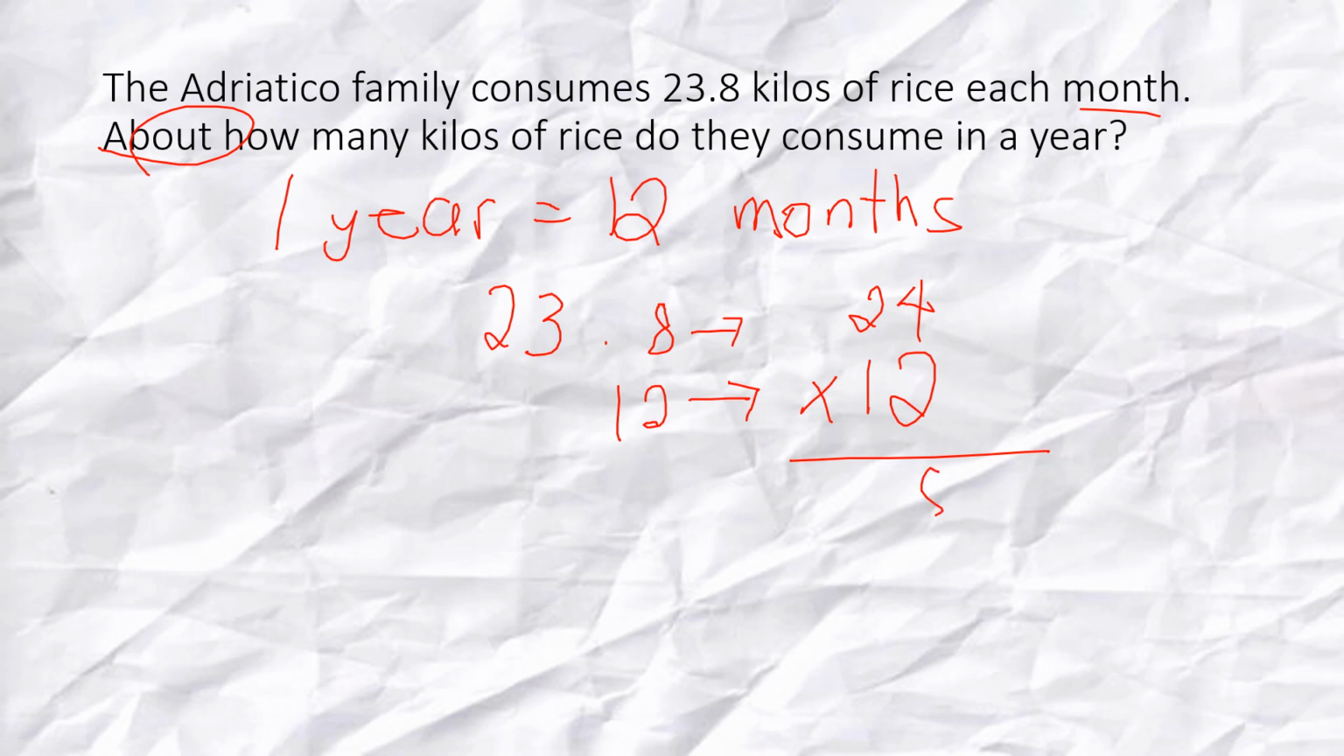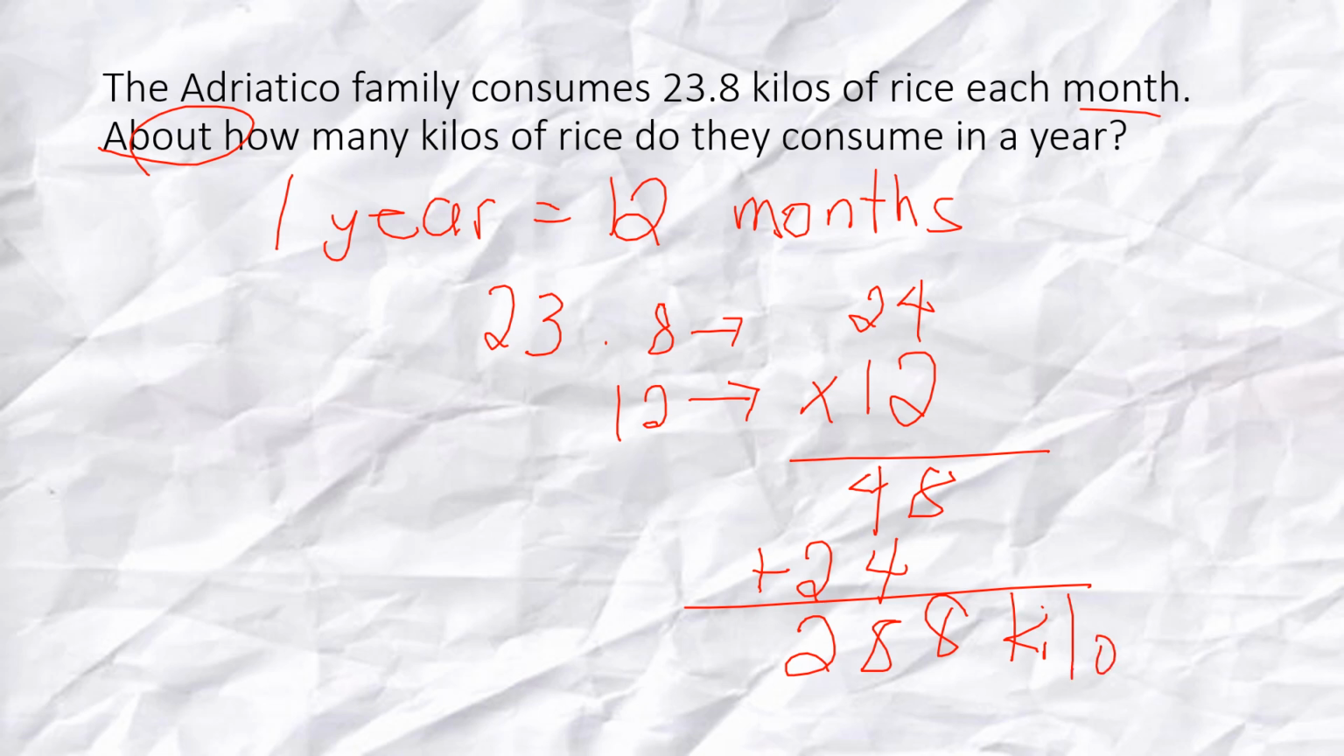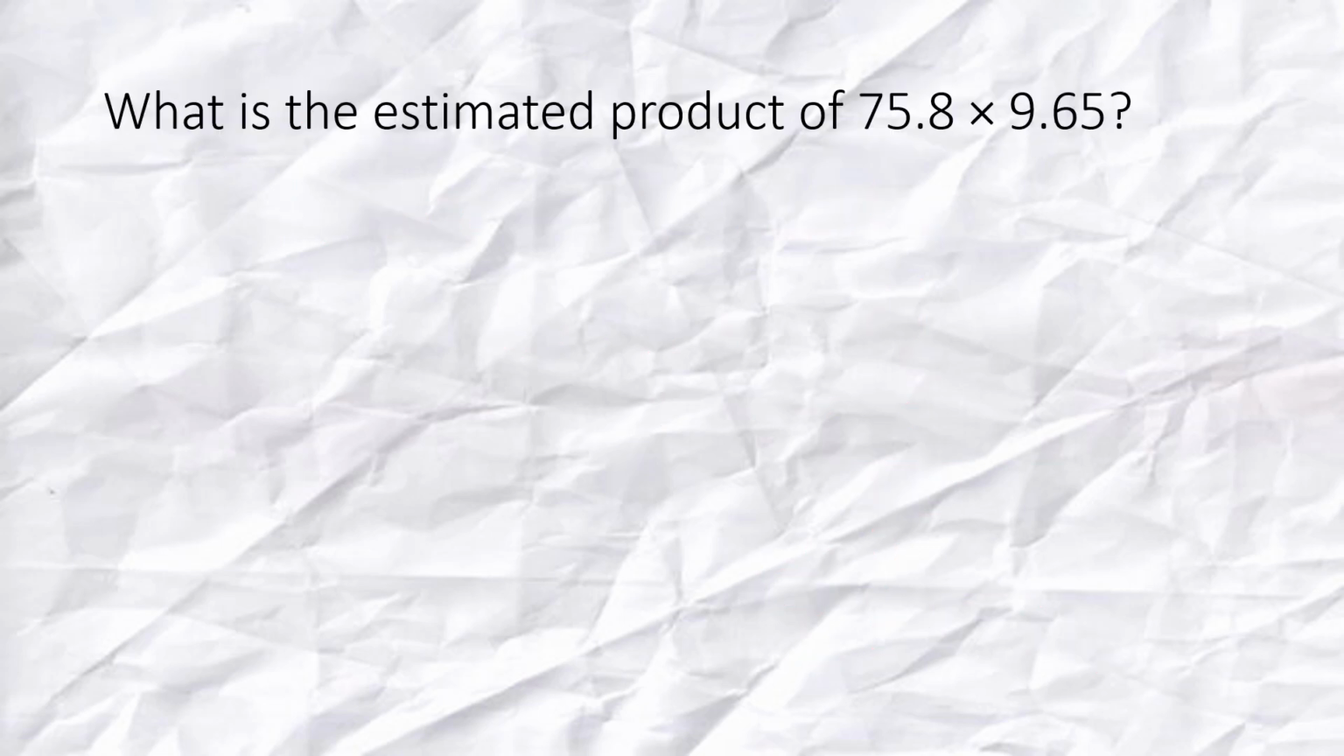2 times 4 is 8. 2 times 2 is 4. 1 times 4 is 4. 1 times 2 is 2. Let's add the partial products. 8, bring down 8. 4 plus 4 is 8. Bring down 2. So the number of kilos of rice that the Adriatico family consumes in a year is 288 kilos of rice.